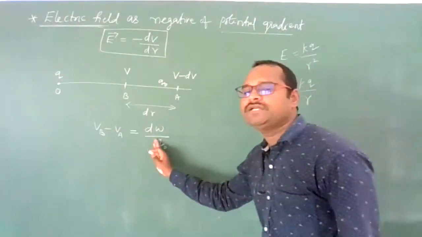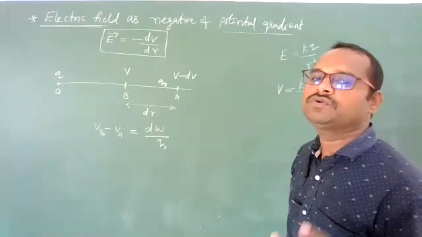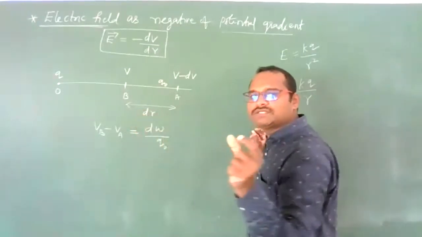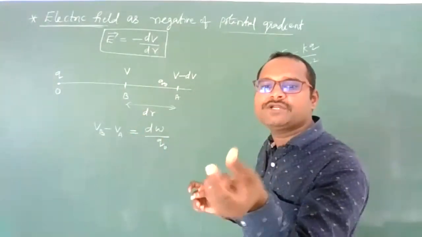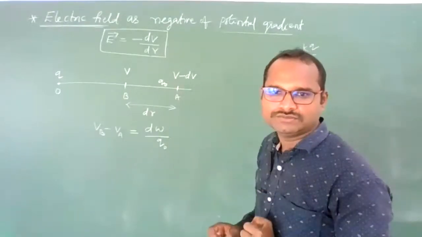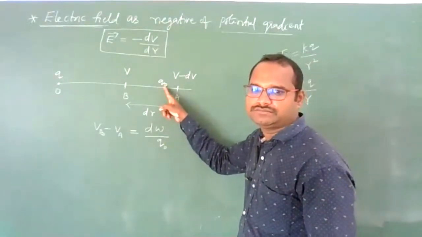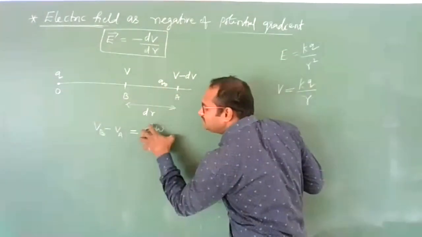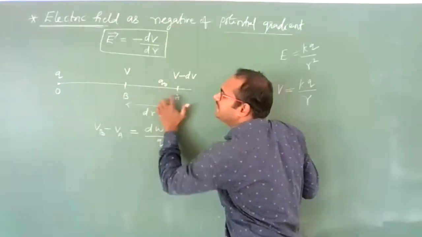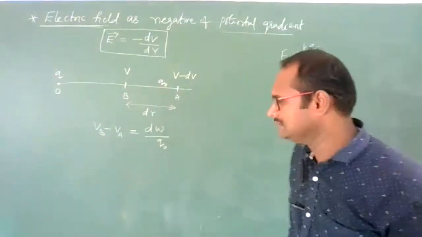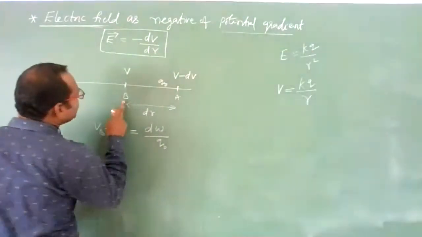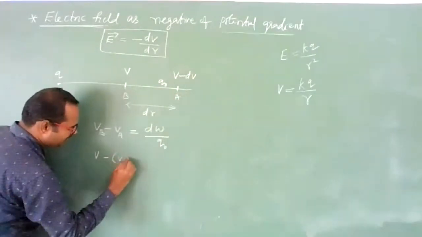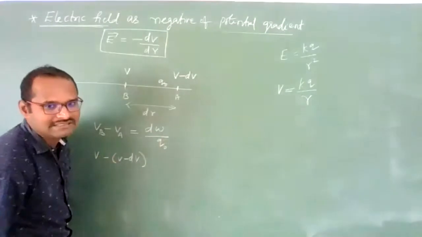Clear? This is according to the definition I have written. Let us suppose I need to perform a small amount of work done to move it by a distance of dr. So to move by a distance of dr, I need to perform a small amount of work dW per unit test charge. That work done per unit test charge is nothing but the potential difference between these two points, B and A, according to the definition. Just now I have given that potential at point B is V, and potential at point A is V minus dV. I have considered that like this.